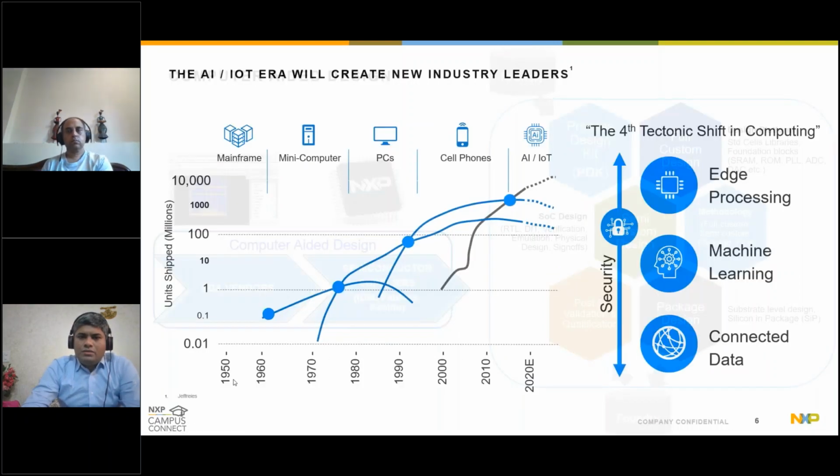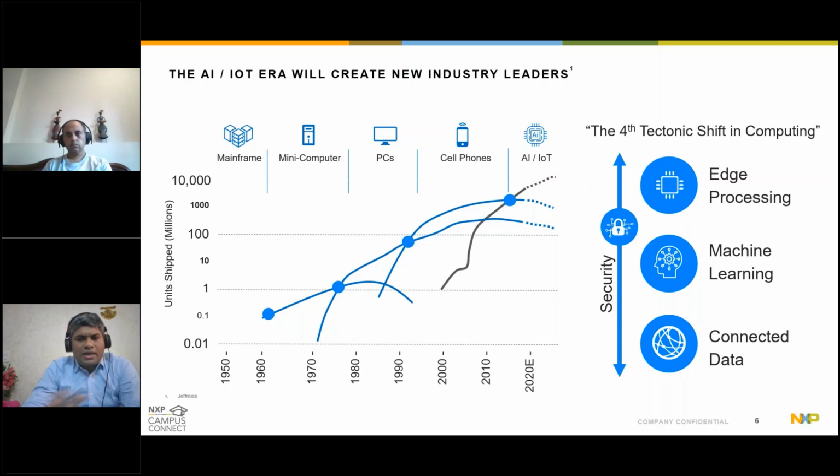Yes. So this is again more of a marketing slide, but I have incorporated it here. Why? Because again, the message is very strong. Over a period of time, there are some waves which come, which are trends. For example, several decades ago the trend was mainframe computers and mini computers. Then it started to be about PCs, and then more recently it became cell phones. And as we speak, the gray graph you see is about artificial intelligence, Internet of Things, machine learning, edge processing, and stuff like that.